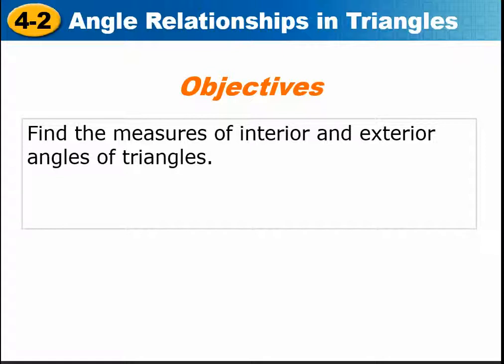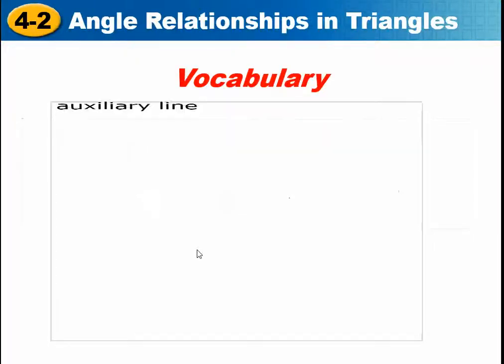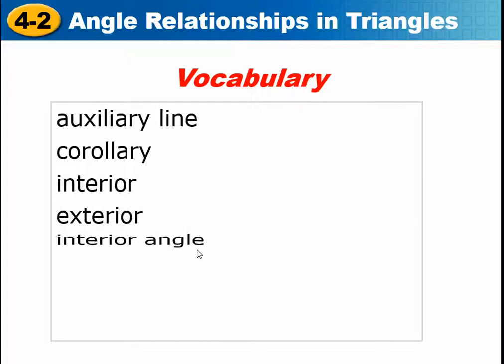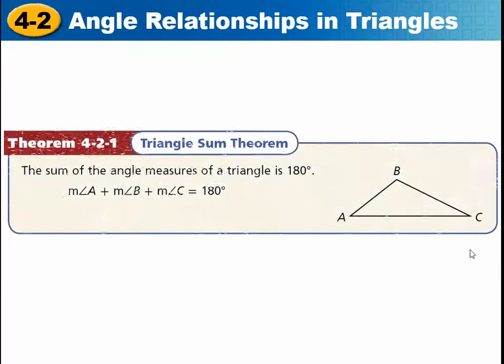Our objectives today are to find the measures of interior and exterior angles of triangles, and we will do that with several different theorems, and then use those to find missing angle measures mostly. Here's our vocabulary for today: auxiliary line, corollary, interior, exterior, that's of a triangle, interior angle, and exterior angle, again of a triangle, and then the remote interior angle.